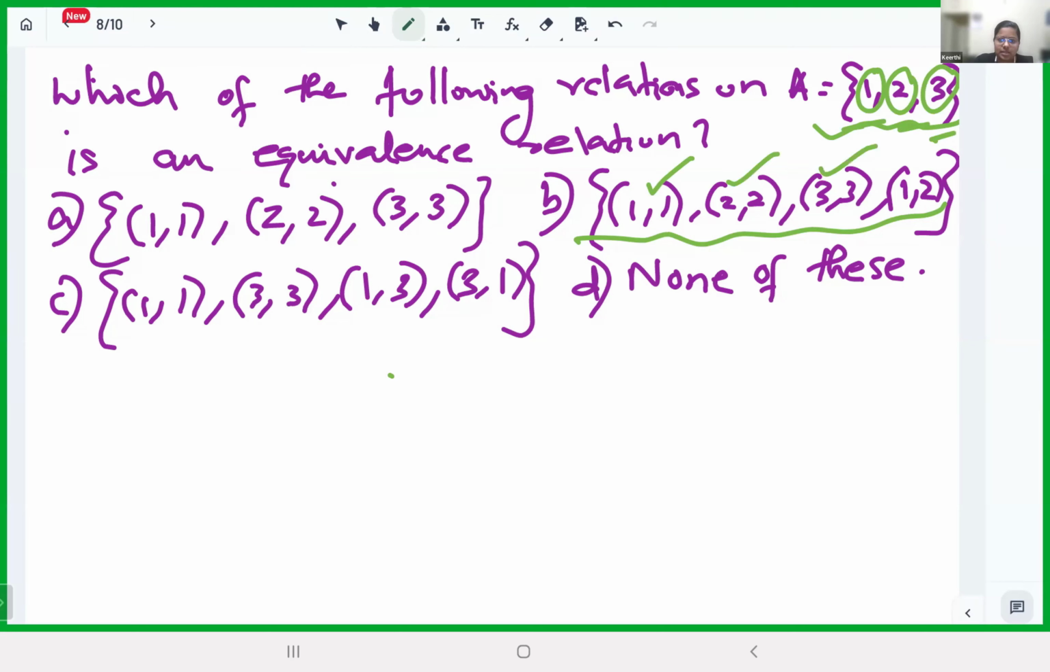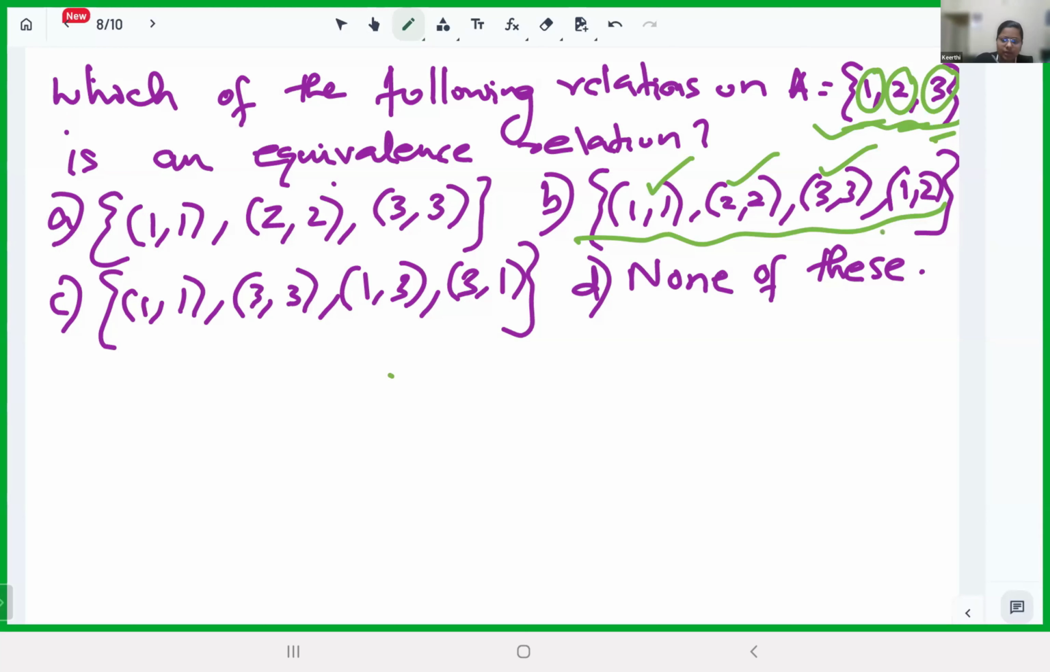So the reflexive condition is satisfied by option B. Now we have to check whether it is symmetric. How will you check whether a relation is symmetric? If you are able to choose (a, b) belongs to R, then (b, a) should belong to R, right?